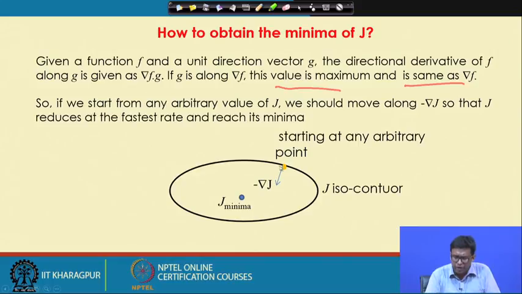Now, when I am in this location it is reducing fastest, but when I come to here then j has changed. So, minus grad j is probably different, and it is not reducing in the fastest way here. It might never reach j minima, we will see later. So, you have to use an iterative method for that. However, if we start from one particular point I have to go along minus grad j, so the reduction is fastest.